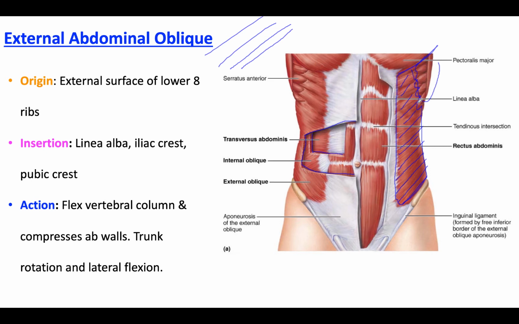All right, now it's going to insert at the Linea Alba. Okay, see this white strip right here? So we don't have a bone or a protective cage like our ribs to protect the abdominal cavity. We just have these muscles. And the rectus abdominis, the two, see how there's two? They connect right here at the linea alba.